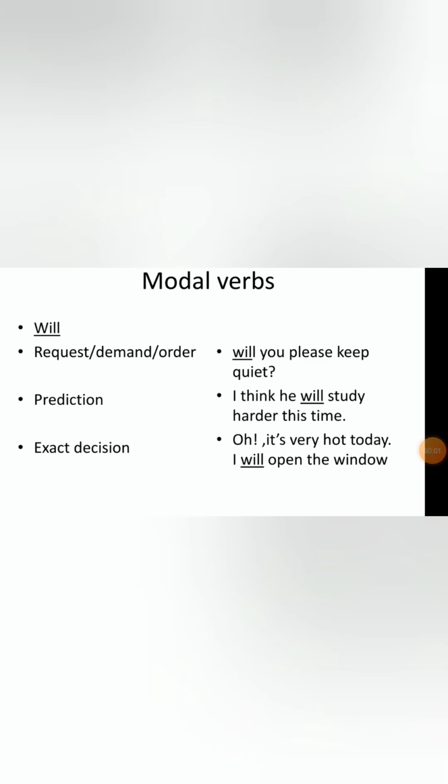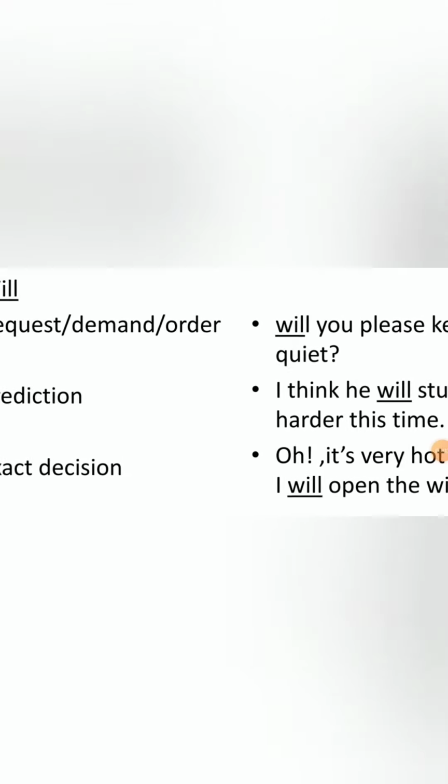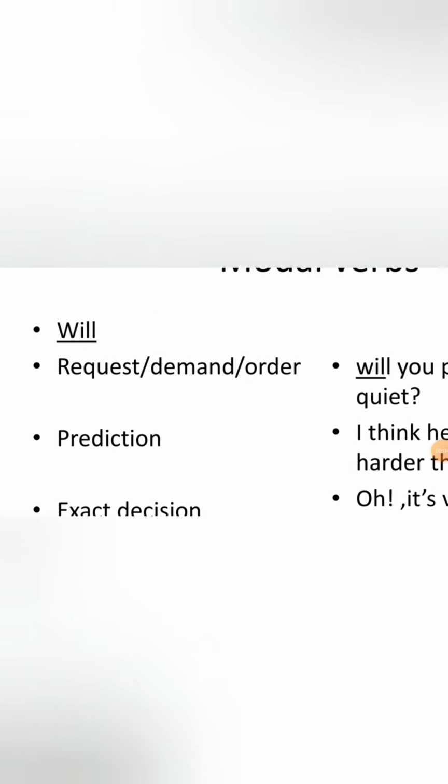Next, we are going to learn the modal verb will. So, what is the meaning of the modal verb will? We can use will to talk about the future. We also use will to make predictions. Prediction means prophecy. Talk about decisions, and to make promises, offers, requests, and threats.